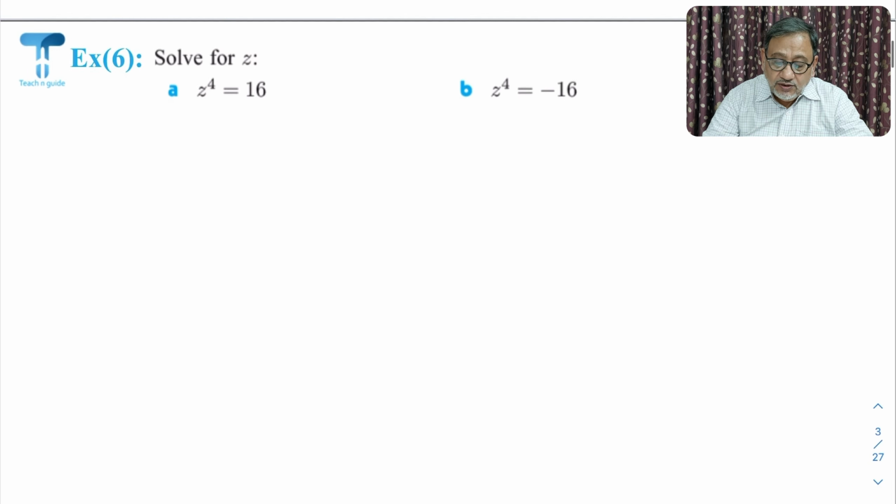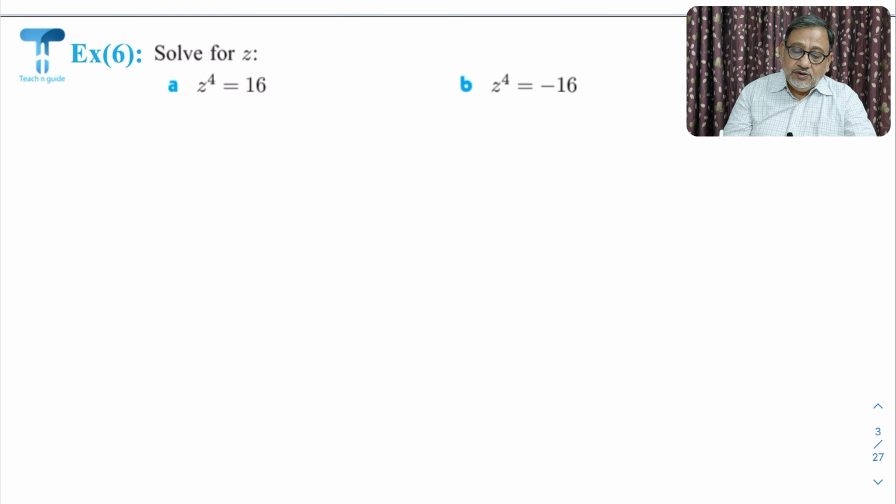So let us solve a few more questions here. Now here is z to the power 4 is equal to 16. So we want to find the 4 fourth roots of this complex number. It only has a real part, but no problem.